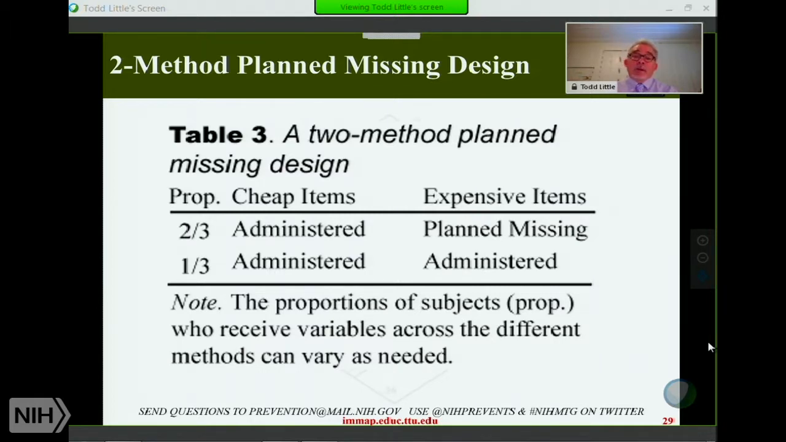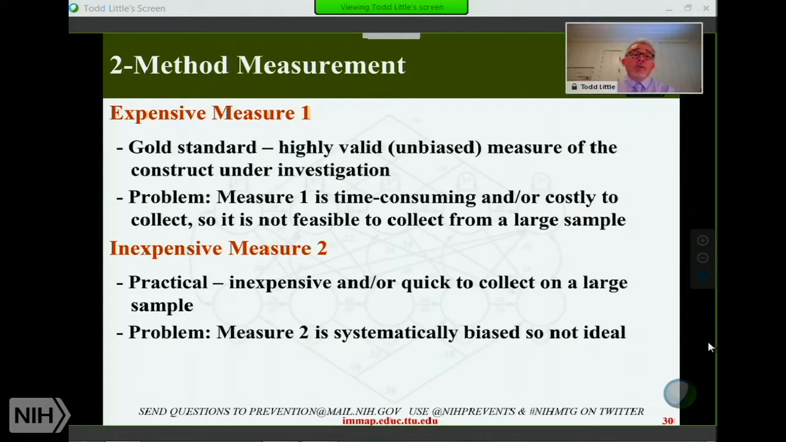So the way that the two-method plan missing data design works is that it works when there are two methods for measuring the same underlying construct. So we have what's called the expensive measure, which is the gold standard. It's highly valid, it's unbiased. The problem is it's time-consuming and quite costly, and it's not feasible to collect from a large sample size.